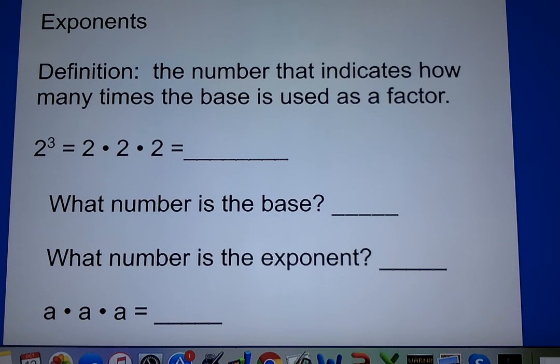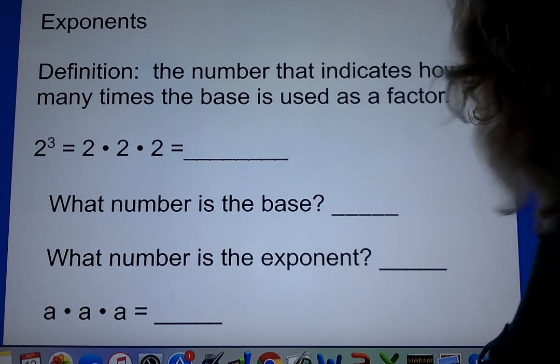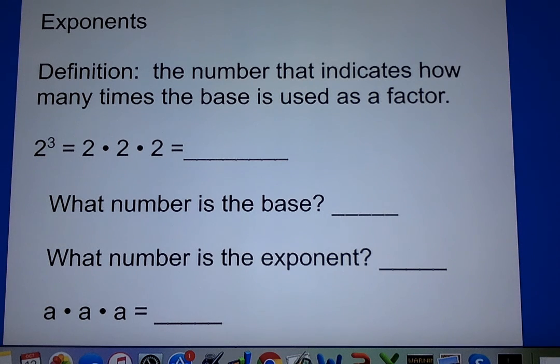Hello students. Today we are going to learn about exponents and how to apply the property of exponents. We will start first with the definition. The definition of an exponent is the number that indicates how many times the base is used as a factor. For example, 2 to the third equals 2 times 2 times 2, which equals 8.